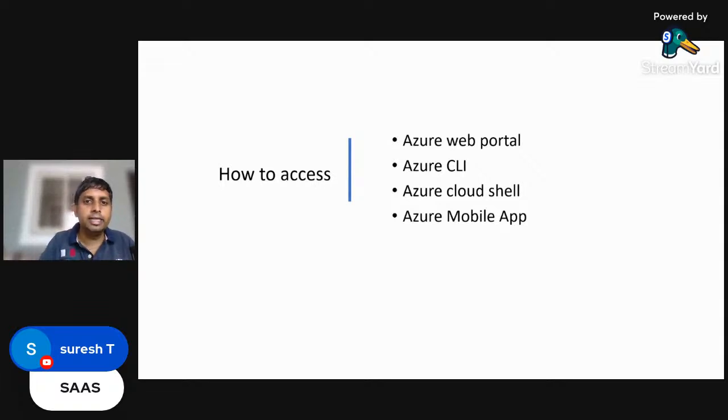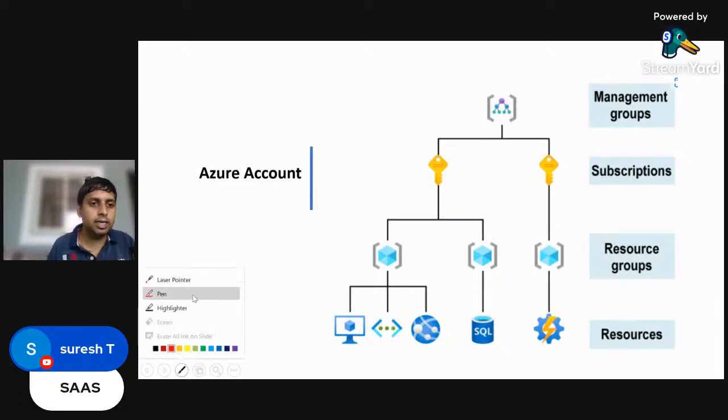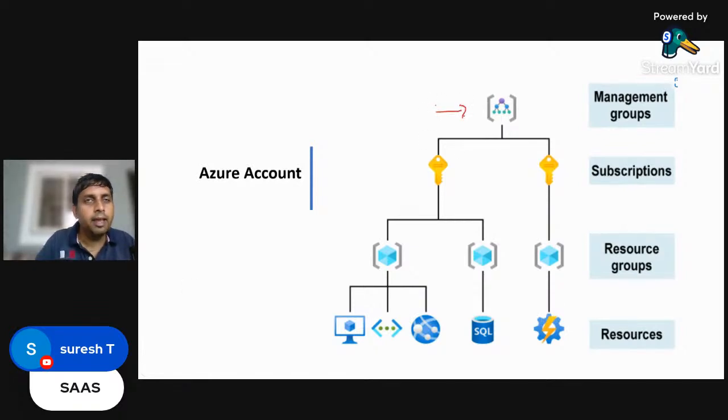Okay, so these are the four ways in which you can connect to any cloud. Okay, now comes a hierarchy. When you create an Azure account, there is by default a hierarchy that gets created. And that hierarchy is nothing but, on the top level, management groups. Okay, so you can think about it like a big company.